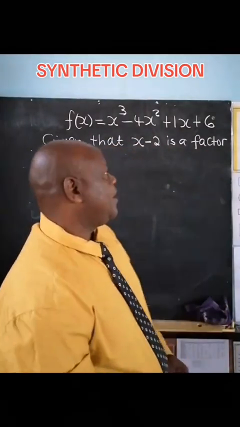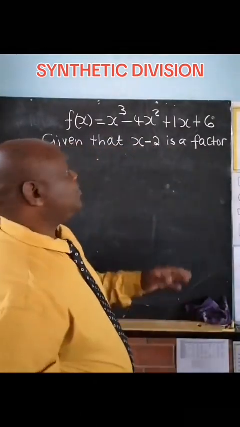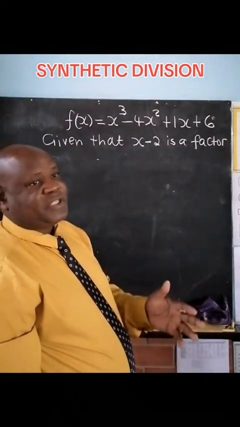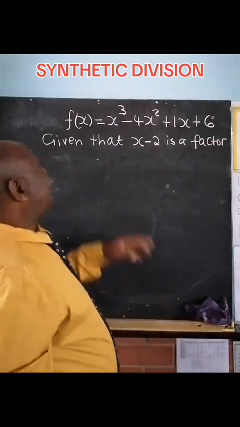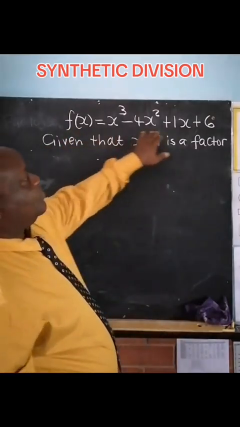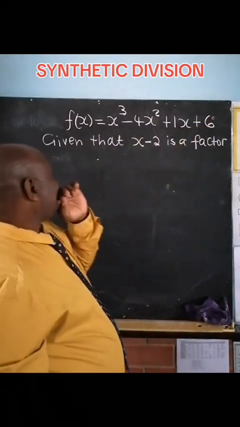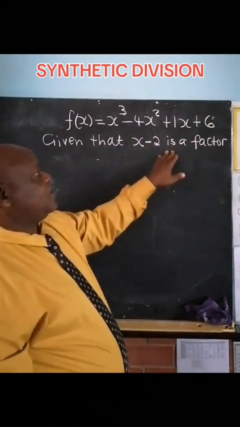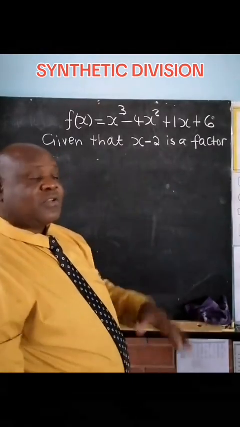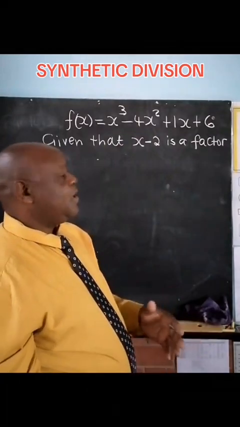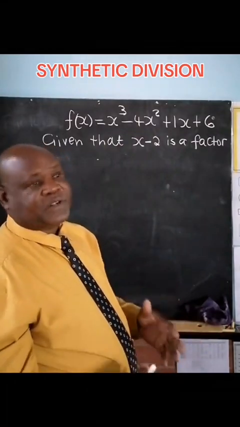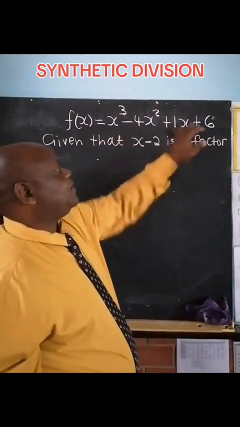Hello everyone. I want to demonstrate synthetic division as applied in cubic functions. We are given that f of x is equal to this expression, and we are also given that x minus 2 is a factor, and we want to factorize this expression fully. In other words, we want to find all the three factors of that expression.